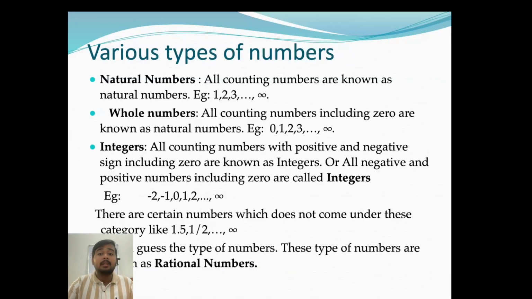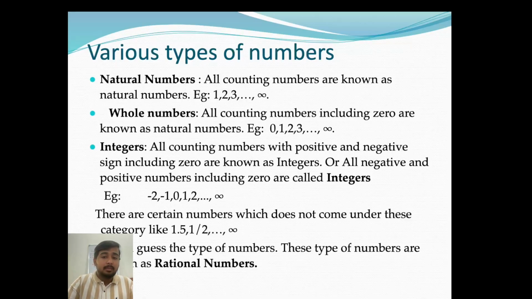Yes, whole numbers are those numbers that include zero, right? All counting numbers, including zero, are known as whole numbers. Now the question arises in a student's mind: Sir, what is the difference between a natural number and a whole number? The basic difference between a natural number and a whole number is what? Is it the zero?